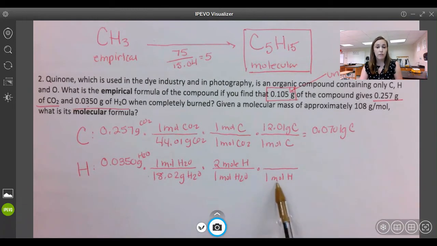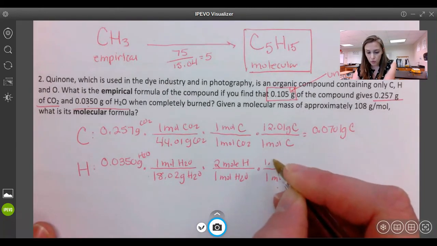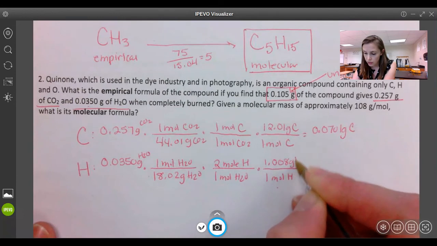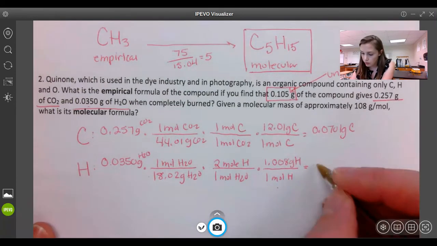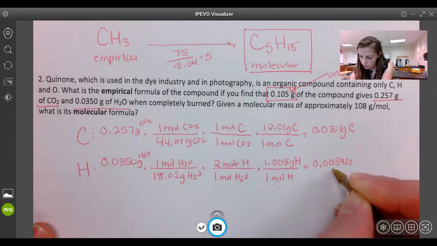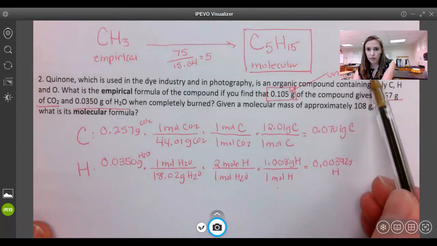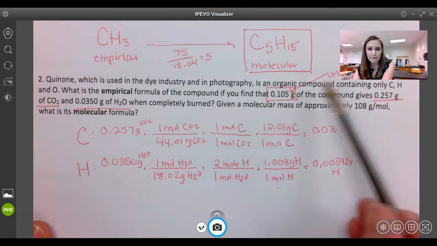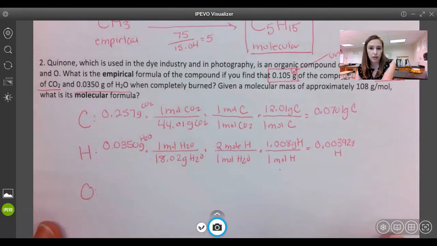This one is just saying that for every mole of hydrogen you have, that would be equivalent to a mass of 1.008 grams of hydrogen. Okay, keeping with the 3 sig figs that we were given, 0.00392 grams of hydrogen. Okay, so that's our grams of carbon, our grams of hydrogen, so the remaining mass of that has to be due to the oxygen. So this is where I'm going to start oxygen.